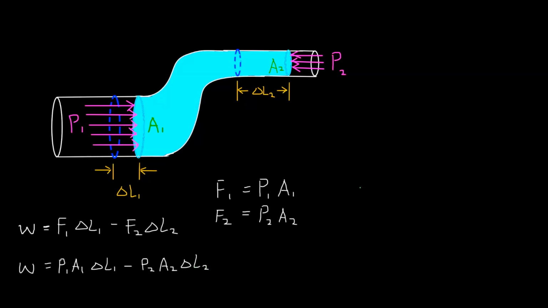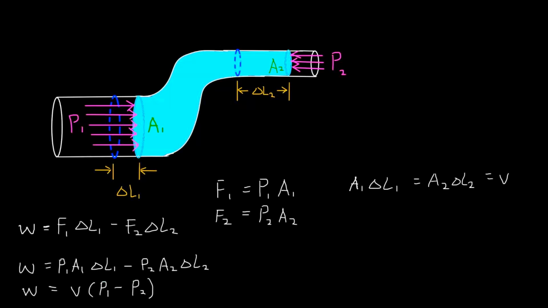The volume of fluid which extends through delta L1 in the wide portion of the pipe is the same volume of fluid which extends through delta L2 in the narrow portion. So A1 delta L1 and A2 delta L2 are both equal to a particular volume V. We can therefore write the work done as V into P1 minus P2.